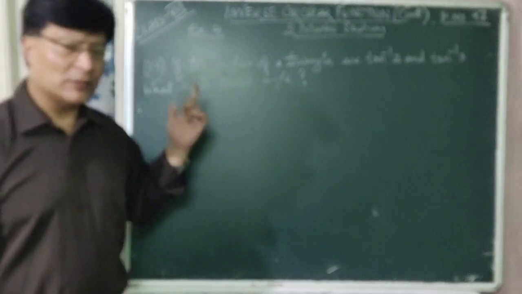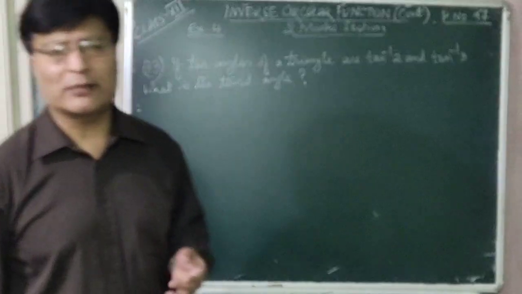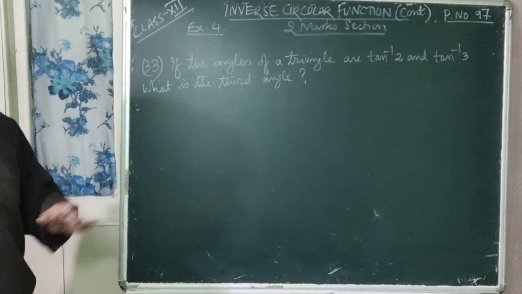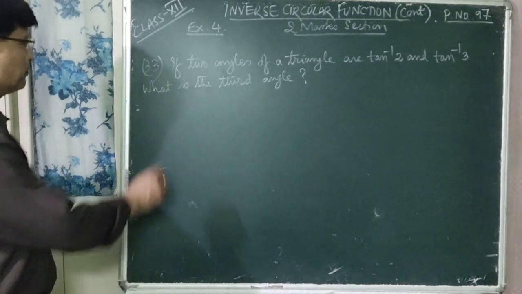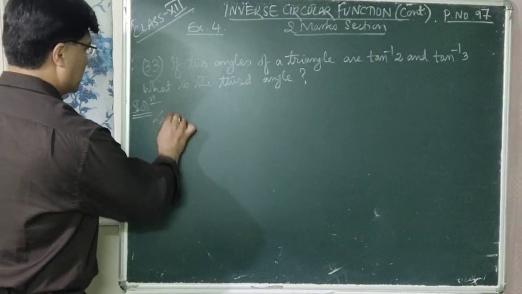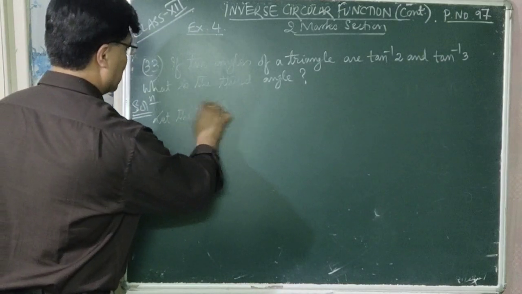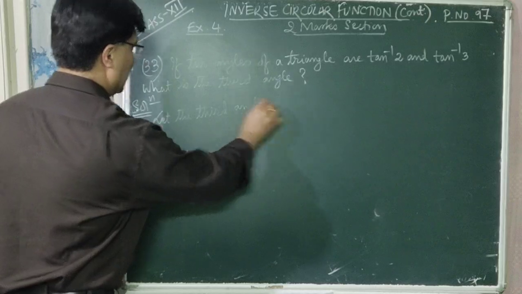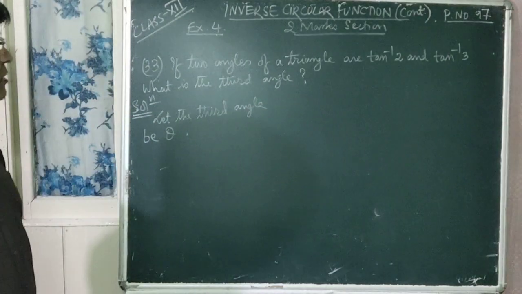These are the three angles of a triangle. You know that the sum of the three angles of a triangle is equal to 180 degree. So let us assume here the third angle as theta. So its solution: let the third angle be theta. So which are the three angles here?